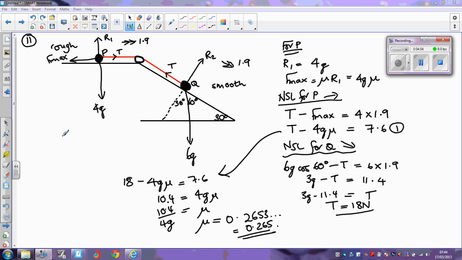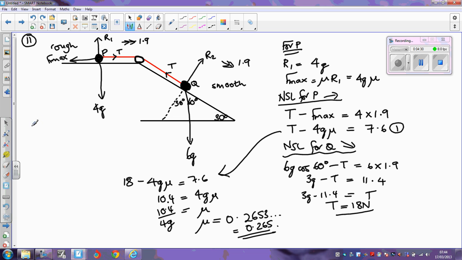Okay, we're now told that 1 second after the whole system is released from rest, so when t is equal to 1, the string actually breaks, and at that point P is 0.8 meters from A. So we're going to have a look at what happens to P after that. First of all, though, I'm going to work out the speed that P is travelling at when the string breaks, in other words, after 1 second.